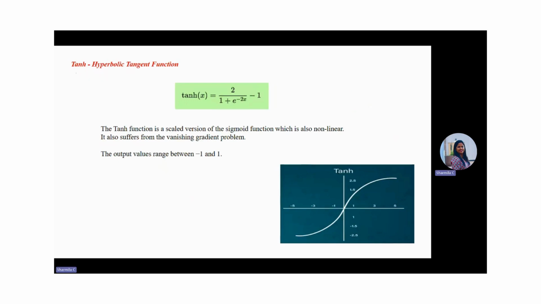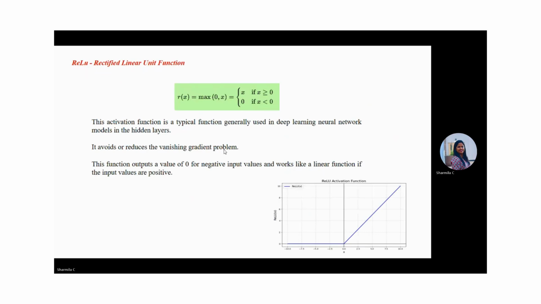Finally, we have the next one, tanh, which is called the hyperbolic tangent function. This is the formula we'll be using for this activation function. The tanh function is a scaled version of the sigmoid function, which is also non-linear. The output value ranges between -1 and +1.